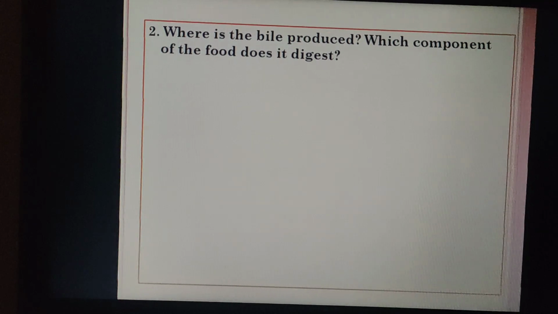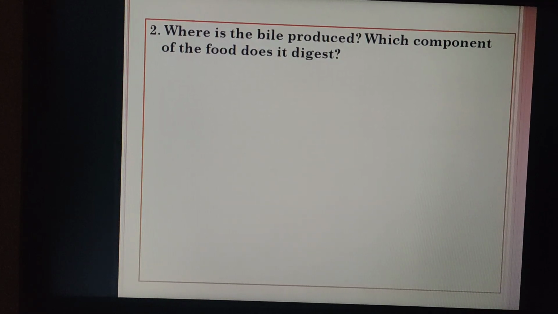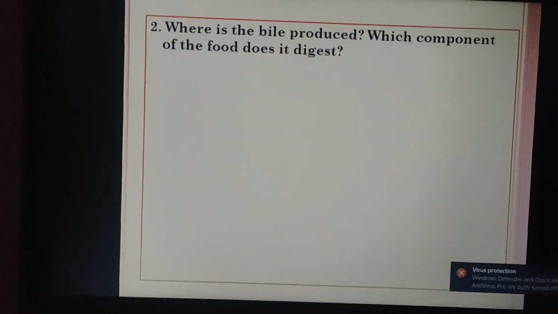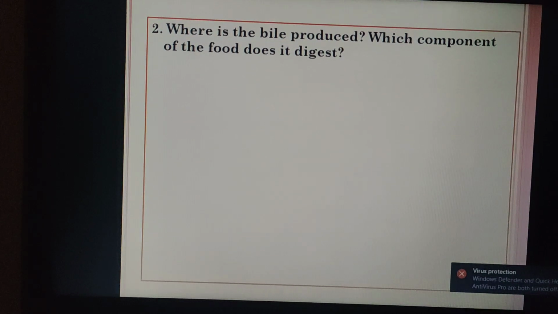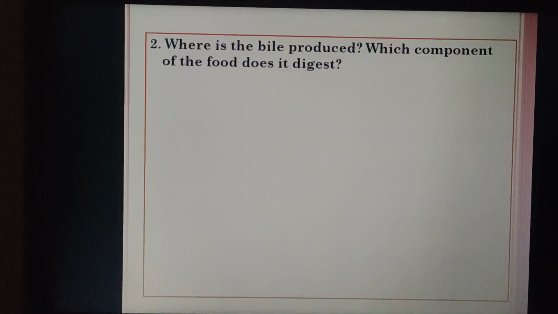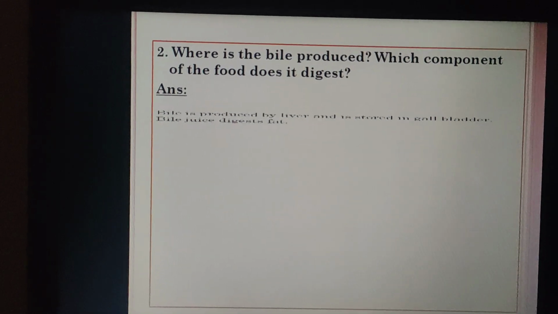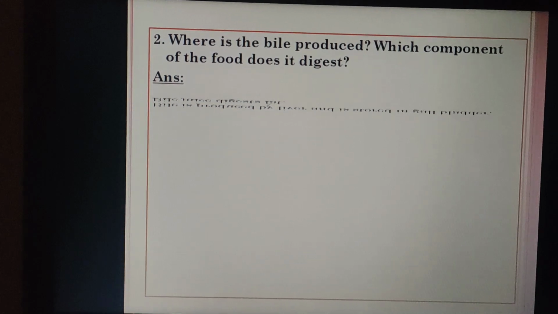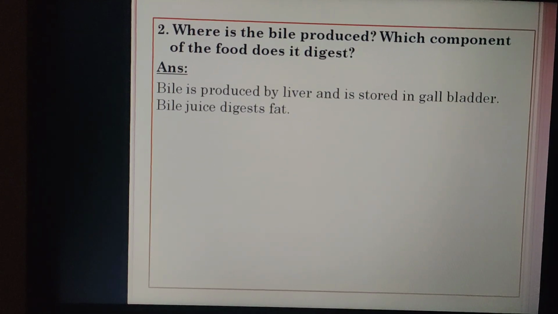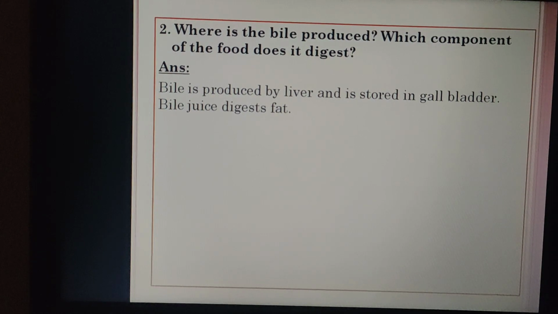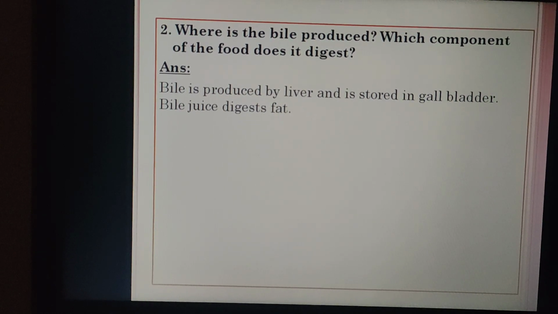So as you know, bile juice is produced inside the liver and stored by the gallbladder. Okay, and bile juice helps the fat to digest the food. So here comes the answer: bile is produced by the liver, okay, and is stored in the gallbladder, and bile juice digests fat.